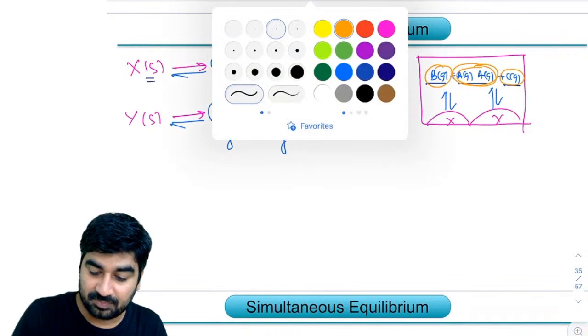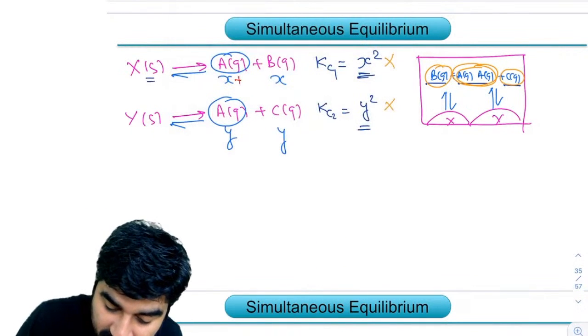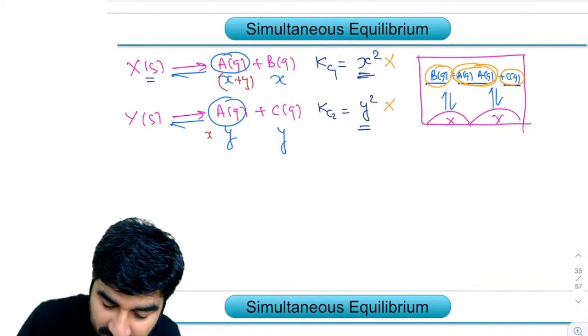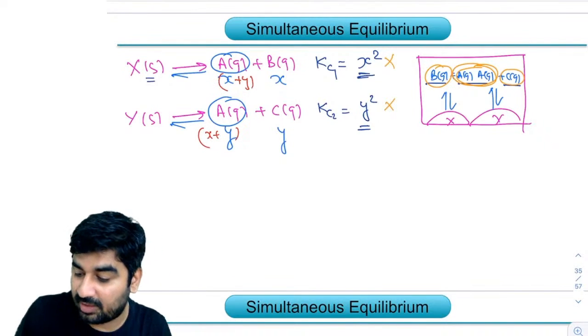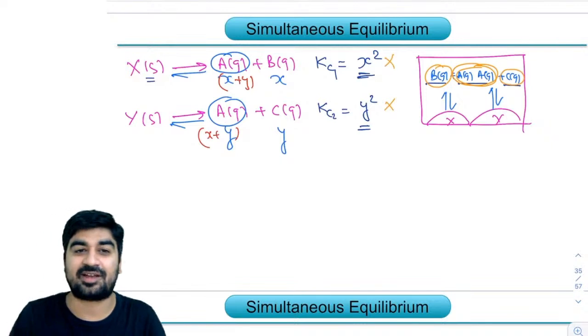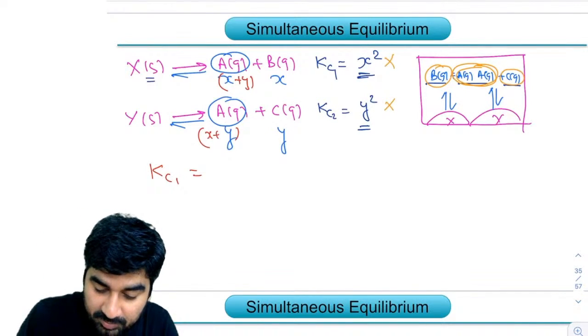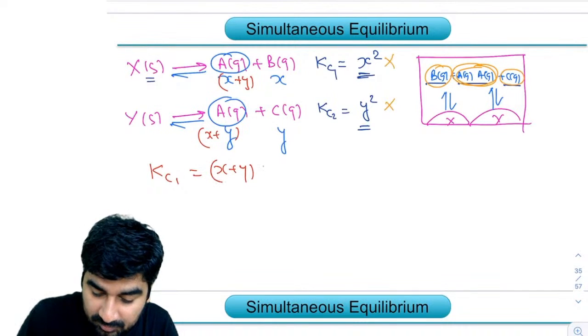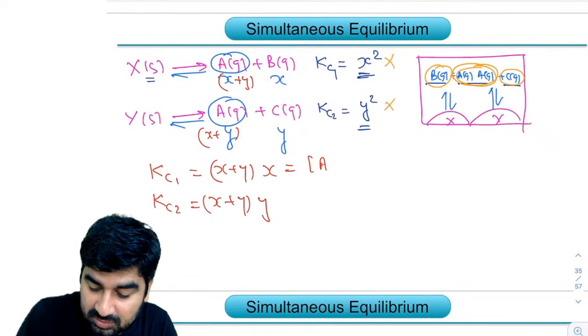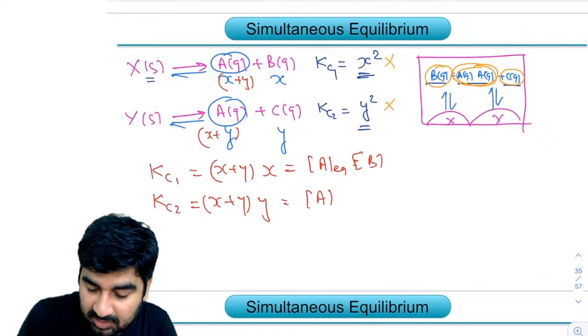How should I write? Actually, the A will be x plus y. And when I'm writing Kc1, yes Unacademy, you're right, it would be x plus y into x. Kc2 would be again x plus y into y. So guys, I am going to write concentration of A, concentration of B, concentration of A, and concentration of C.